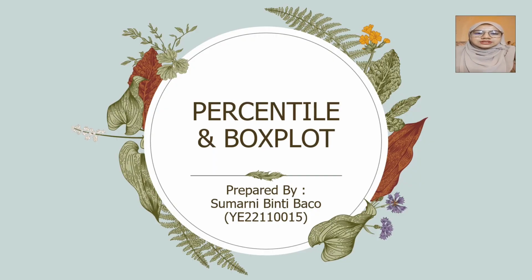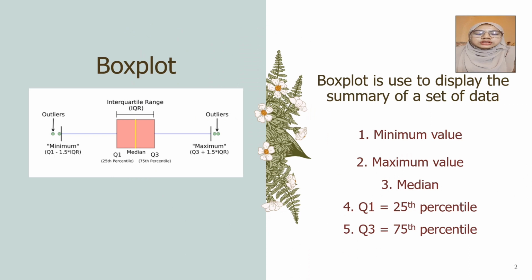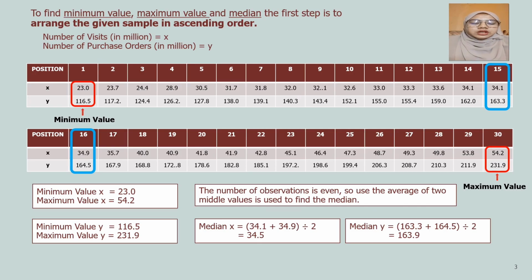Today I will present percentile and box plot for 30 e-commerce websites in Malaysia. A box plot is used to display the data summary of minimum and maximum value, median, 25th percentile and 75th percentile. To find the minimum value, maximum value and median, first we need to arrange the sample in ascending order as shown in the table. The number of visits is X and the number of purchase orders is Y.